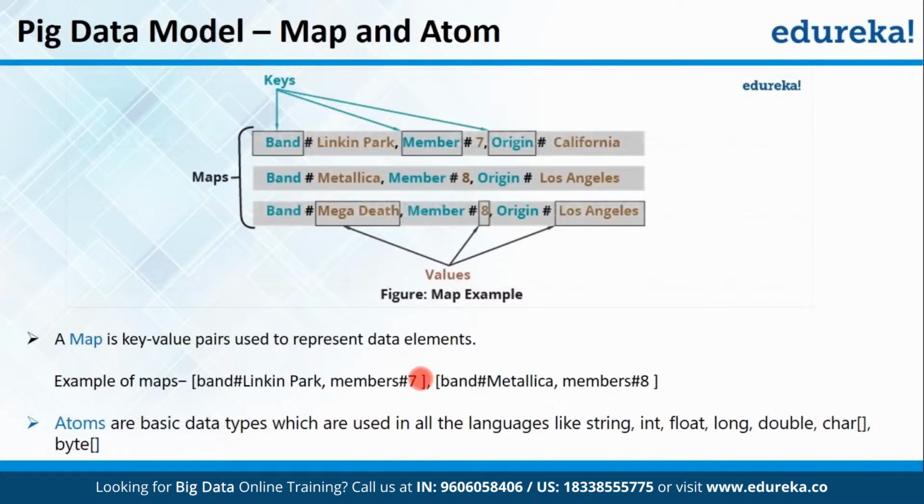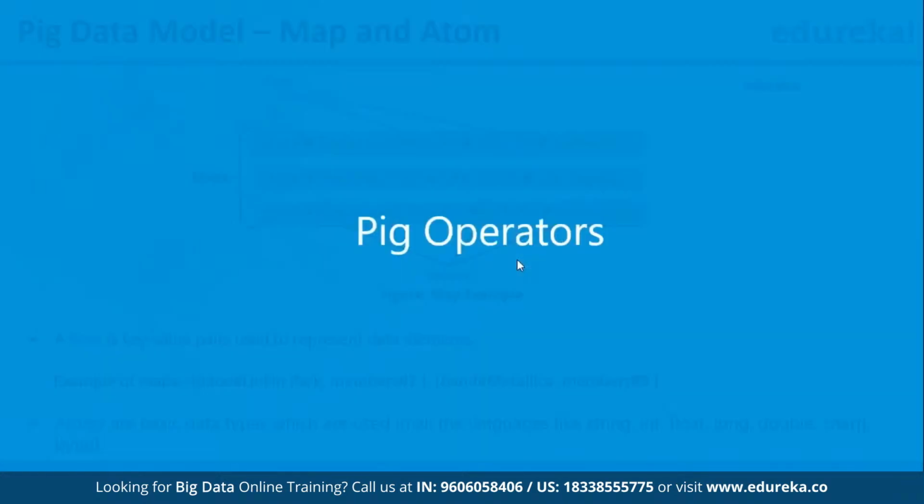The next is atom. Atom is nothing but the basic data types that are there in most of the languages like int, float, long, tuple, char. Okay. So these are called atoms in Pig. So there is nothing much to understand in atoms, and it's time we move on to the next slide and we look at some Pig operators.